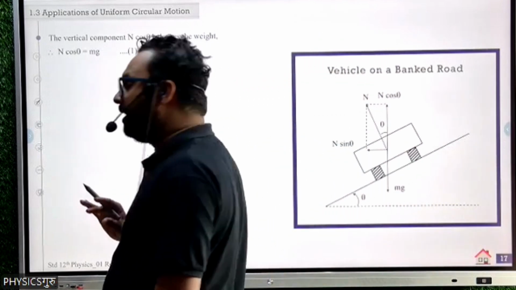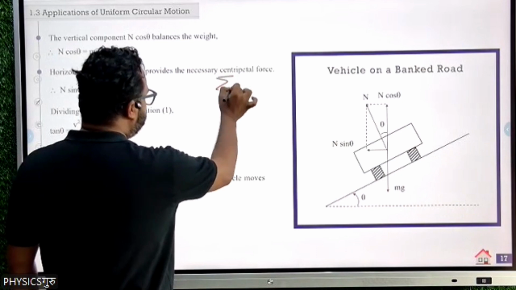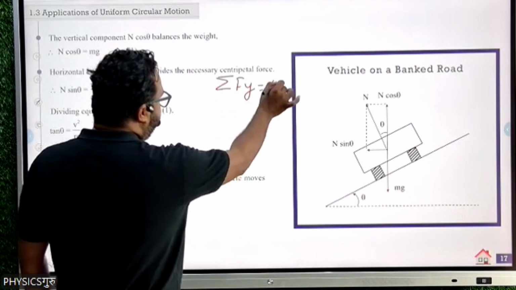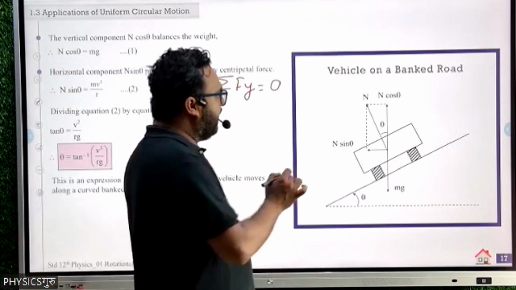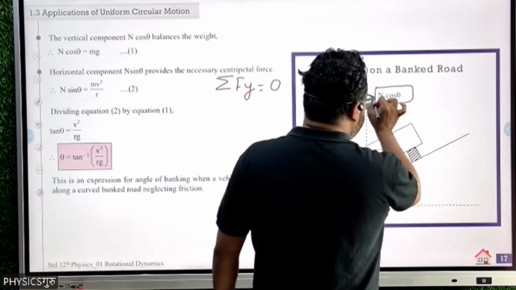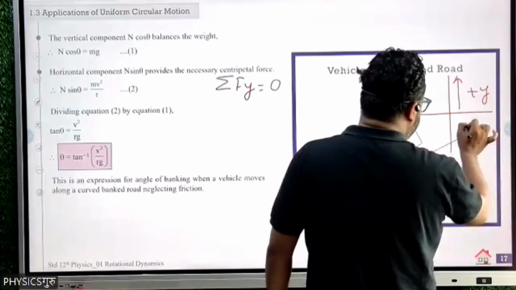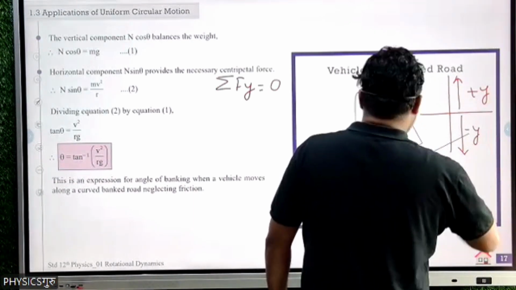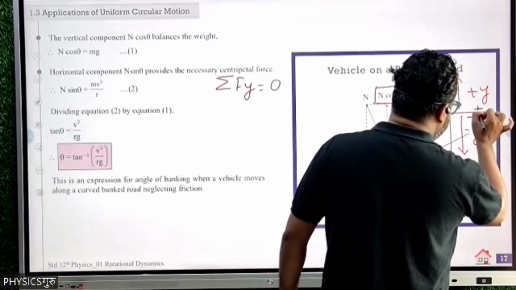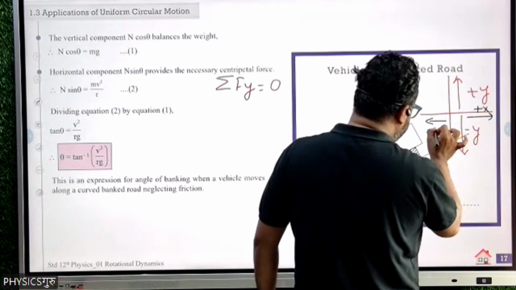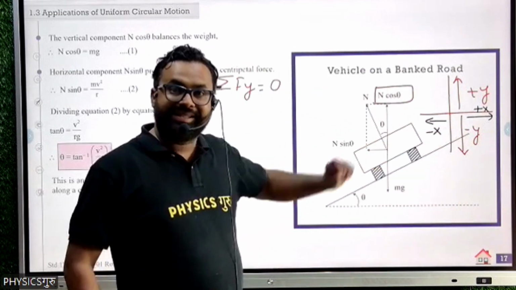Now we'll balance the equations. Now in order to balance the equation, first what we do, summation of Fy equal to 0. Fy means sum of all the forces acting along y-axis. So n cos theta is acting along positive y-axis. So this is y-axis. So this is positive y. This is negative y. On the right side of x, we have positive x. On the left hand side, this is basically negative x. Now n cos theta is acting upward. So n cos theta is positive.